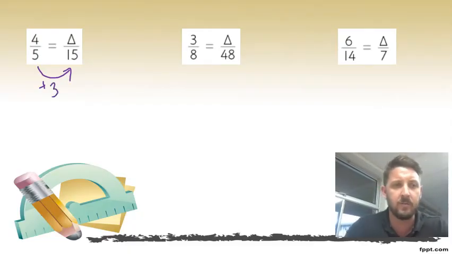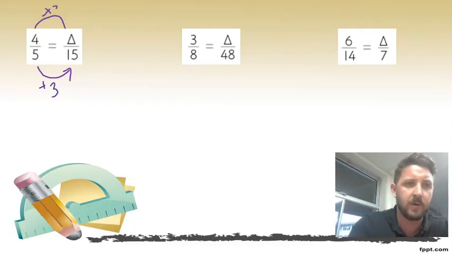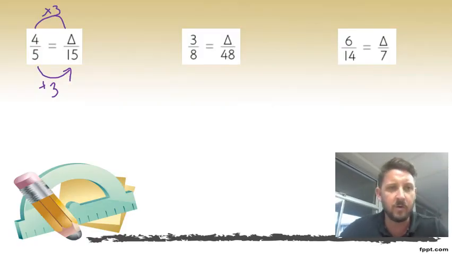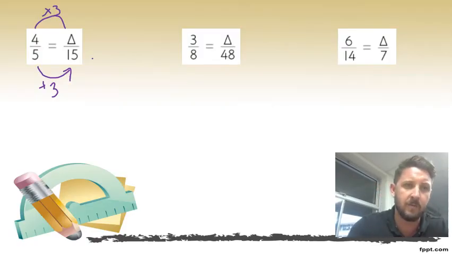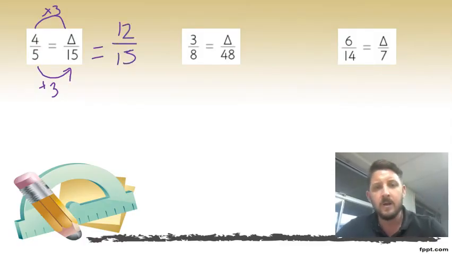So whatever I do to the bottom, I'm going to do to the top. So I'm going to times it by 3 as well. So 4 times 3 is 12. So my answer here is 12/15.